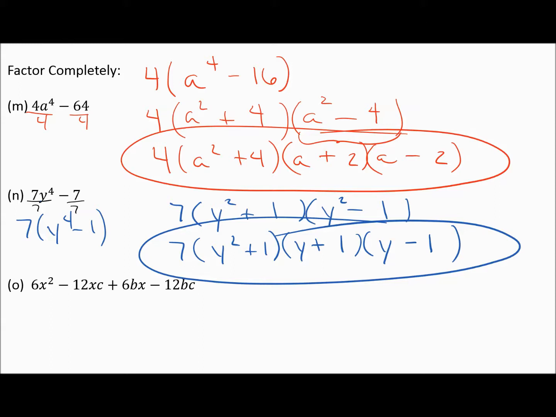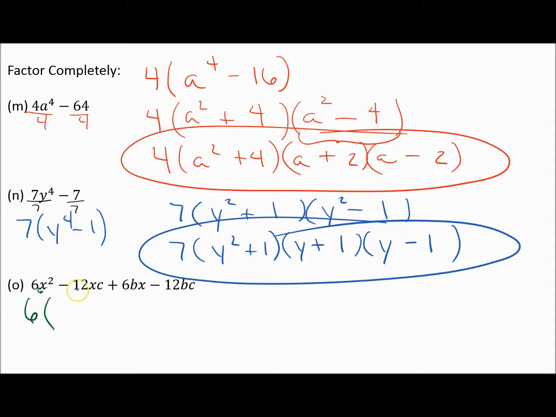Now look at example O. Example O has got 4 terms, 1, 2, 3, 4. Not only that, it looks like we have a greatest common factor. There's all kinds of variables going on. We've got x's and c's and b's, but there's nothing common to all 4 of those. But now a 6 will divide into every one. So I'm going to pull that 6 out.